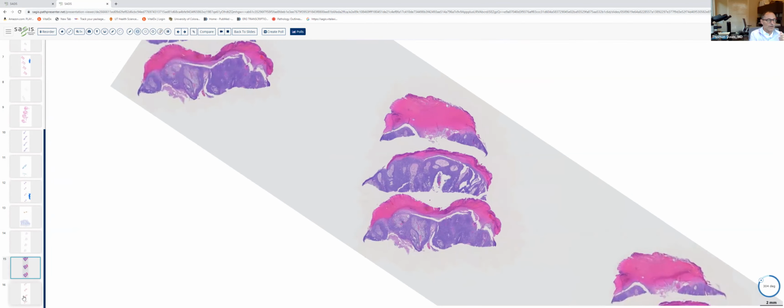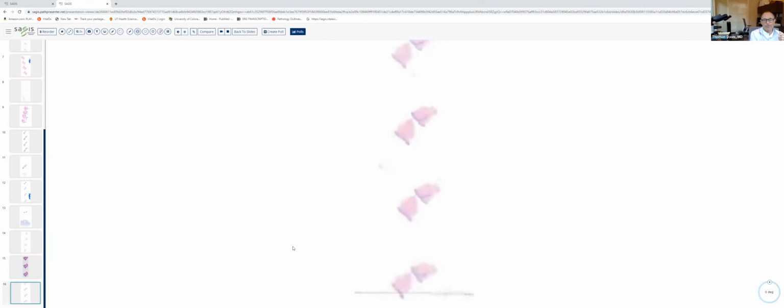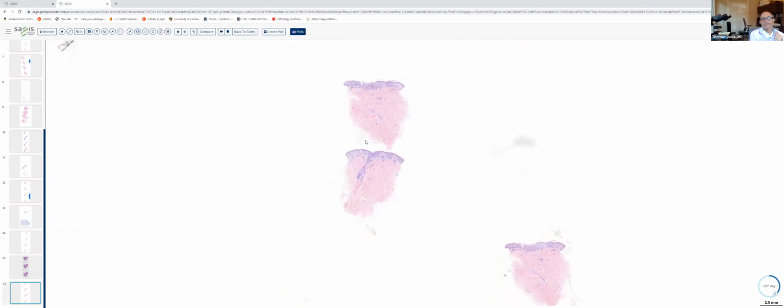Okay, let's go ahead and move on to our last case. We'll close out case number 12 as an interface dermatitis. And in this particular instance, we have a bisected punch biopsy. This is from the trunk.